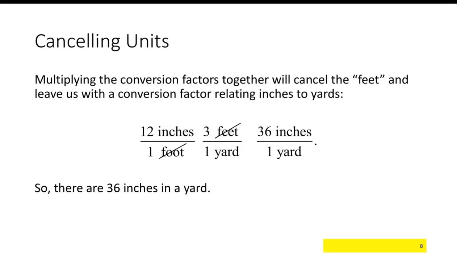Multiplying the conversion factors together will cancel the feet and leave us with a conversion factor relating inches to yards. So if I take the 12 inches to 1 foot, 3 feet to 1 yard, you see that I have feet on top and bottom, so I can cross them out. And what I'm left with is 12 times 3 on top, with inches, so 36 inches. 1 times 1 yard on the bottom, so that's 1 yard. And that tells me there are 36 inches in a yard.